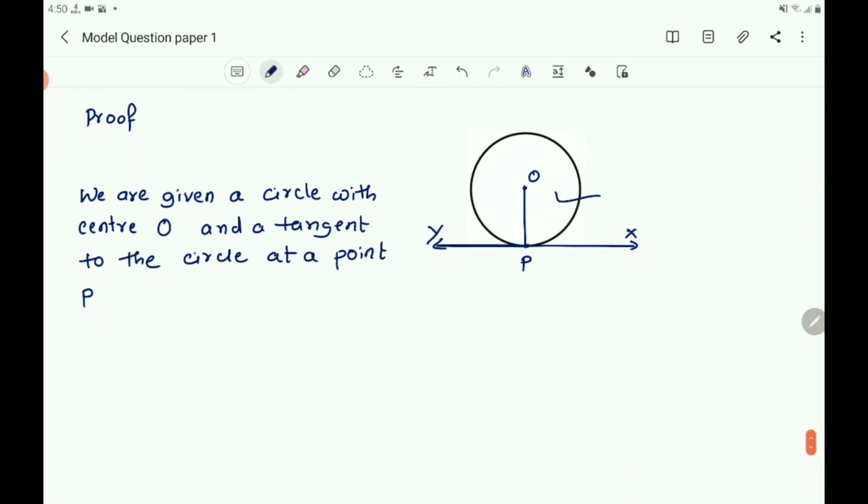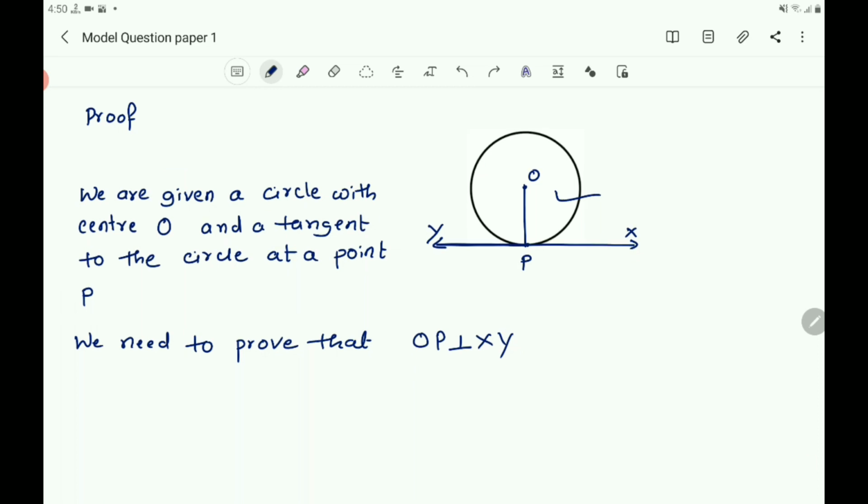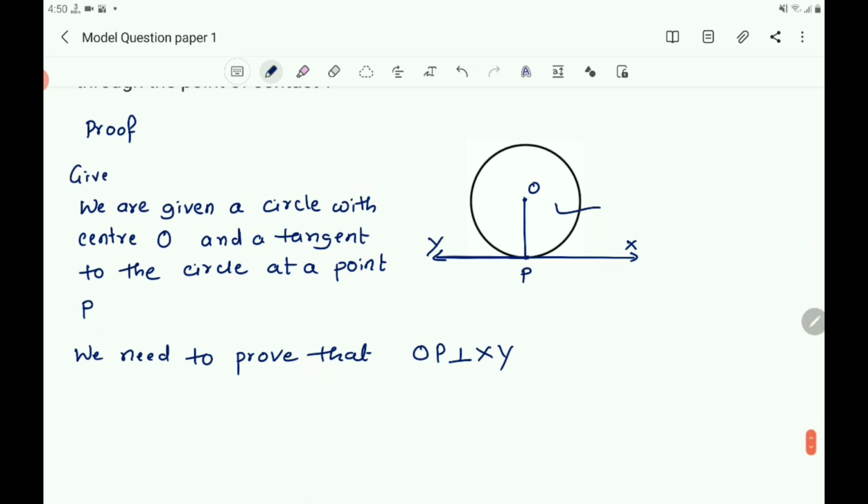We need to prove that OP is perpendicular to XY. We have to prove that OP is perpendicular to XY, and also you can write it in the form of given and to prove, that is according to the old textbook, this is given, this is to prove, that you can also write.